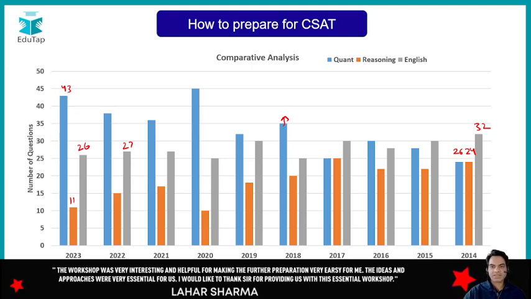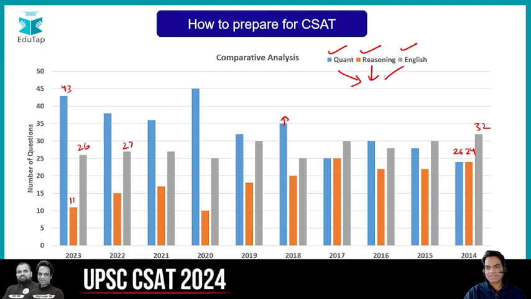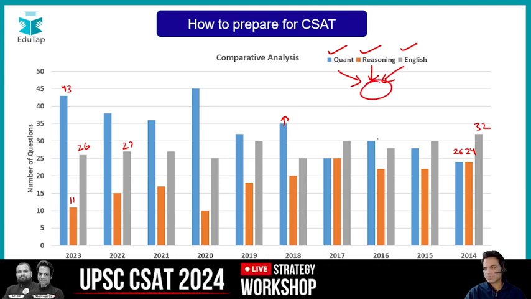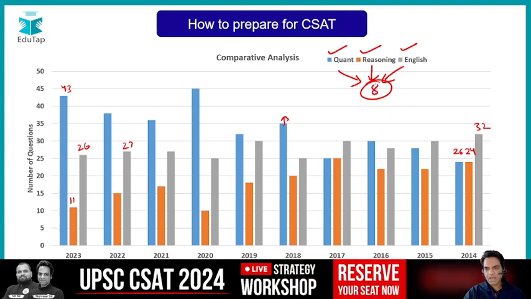Prepare for all the three subjects: quantitative aptitude, reasoning, as well as English, and your final score should be an amalgamation of all the three, right? Some questions from quant, some from reasoning, and some from English will bring you to the final score. The cutoff score is 80 marks out of 200. That is what you have to target, right?